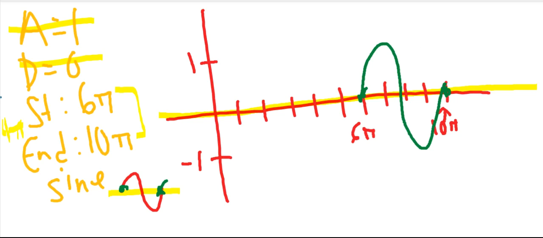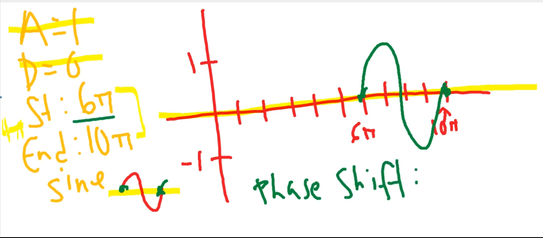So there you go. Let's just think about one that we haven't really covered, phase shift. So the start is at 6 pi. That means it moved to the right 6 pi. So there you go. That's how you do phase shift.